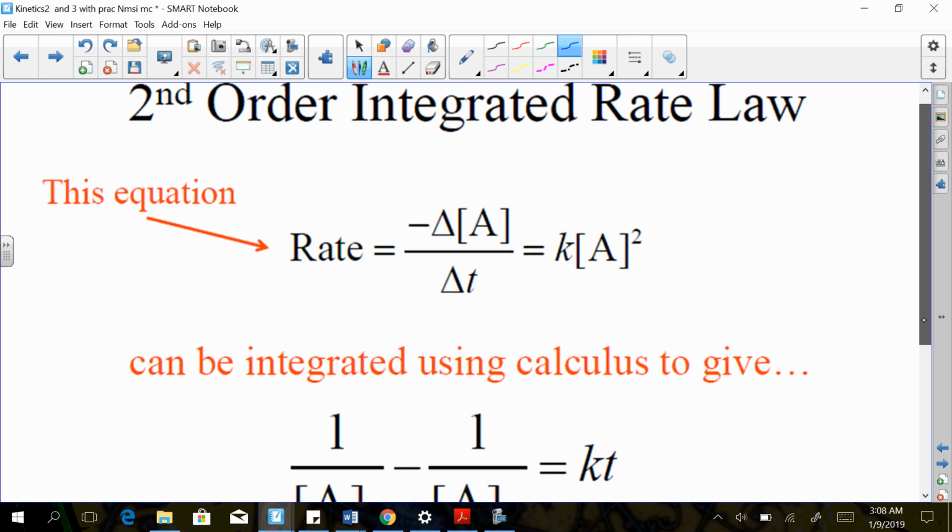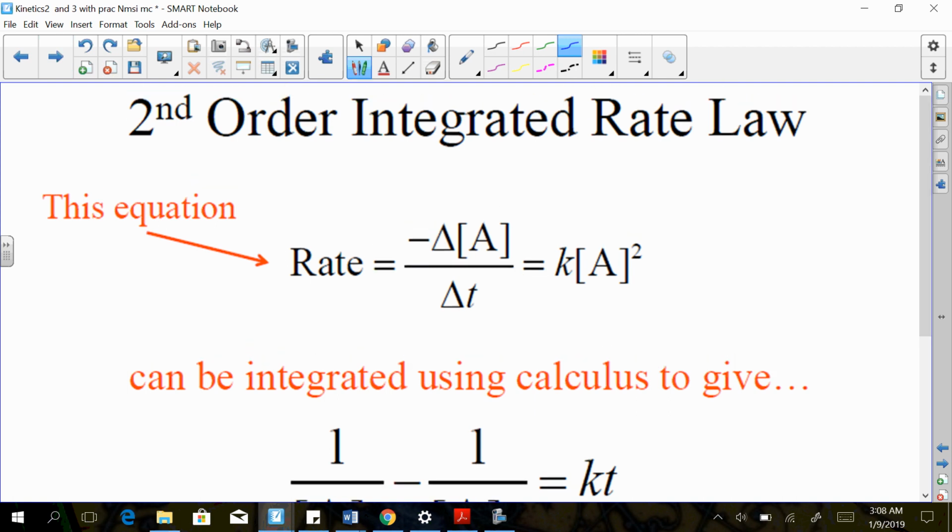Okay, which brings us to second order integrated rate law. Now, second order integrated rate law is very much the same as first order integrated rate law, except now you have a second order reaction, so it's raised to the power of 2 for the rate. So we have two ways to do the rate: change in concentration over time, that stays the same, or you can have rate equals K times A to the power of 2.